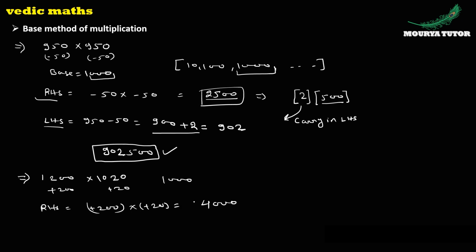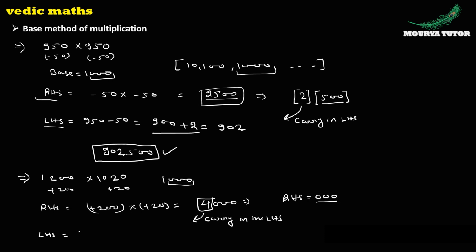How many digits should be in the RHS part? It should be 3 only. Just count the number of zeros, it should be 3. So our RHS part will be 000 only. What we will do with this 4, this will be considered as a carry in the LHS part, right? Now let's find out the LHS.